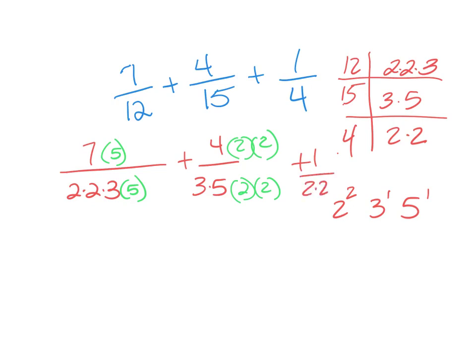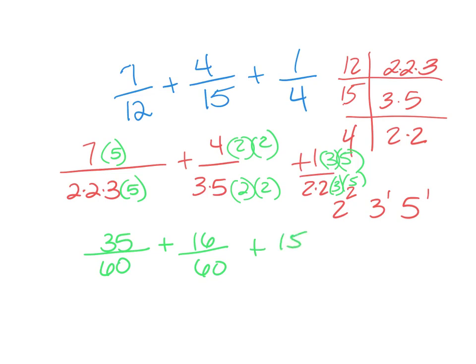That's 2 times 2. I'm missing a 3 and a 5. Got it? Yep. So 2 times 2 times 3 times 5 is 4 times 15, which is 60, I believe. So we have 60. We have 35 over 60 plus 16 over 60 plus 15 over 60. And then you add the tops and leave the 60 alone and reduce it if you can, right? So that's equal to 66 over 60, which is 11 over 10 when you reduce it.